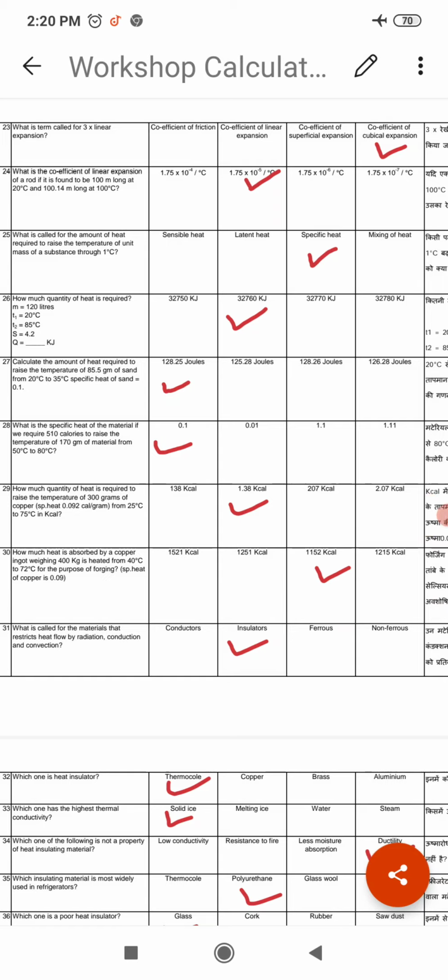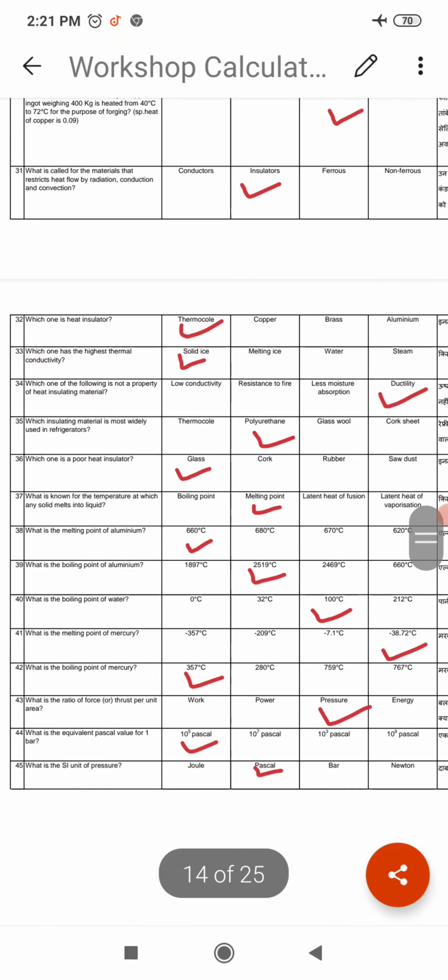How much heat is absorbed by a copper ingot weighing 400 kg heated from 40 degree to 72 degree centigrade for forging? It's 1152 kilocalorie. What is the name for the material that restricts heat flow by radiation, conduction and convection? Its answer is insulators. Option B.